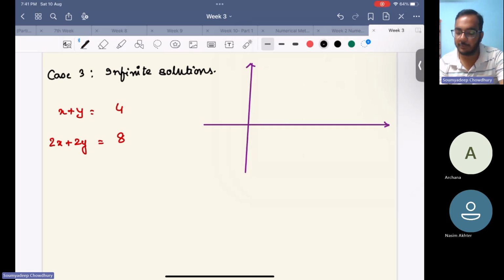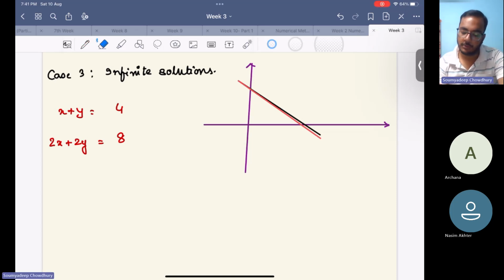x plus y equals to 4 is this one, right? How will 2x plus 2y equals to 8 look like? Any idea? It will overlap on the same curve. Yes, correct. So x plus y equals to 4 is nothing but 2x plus 2y equals to 8. So it is the same line, right? So it will be on the same curve.